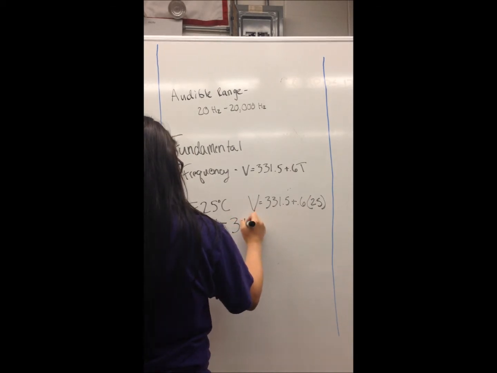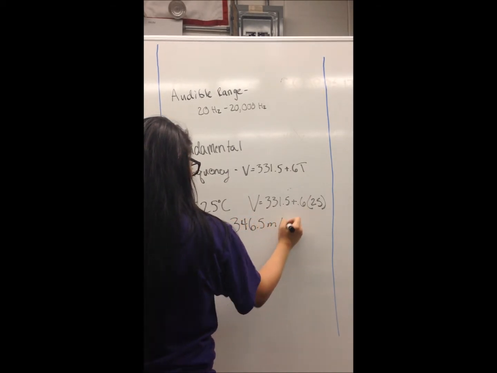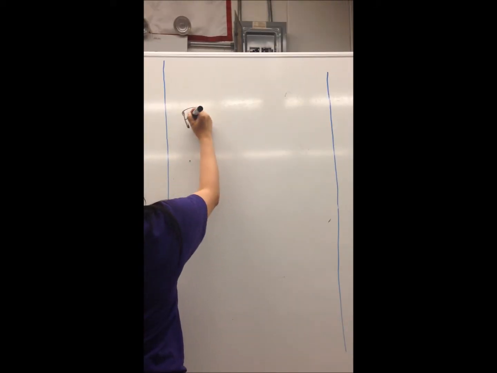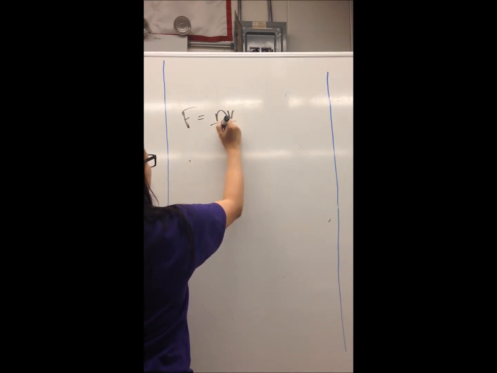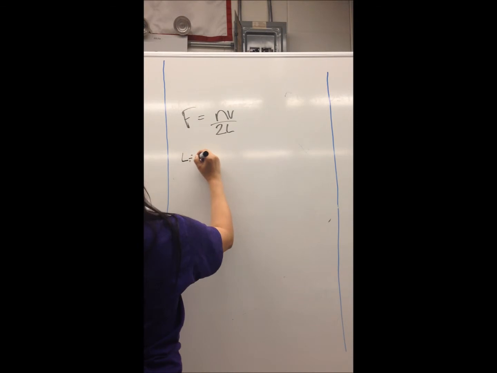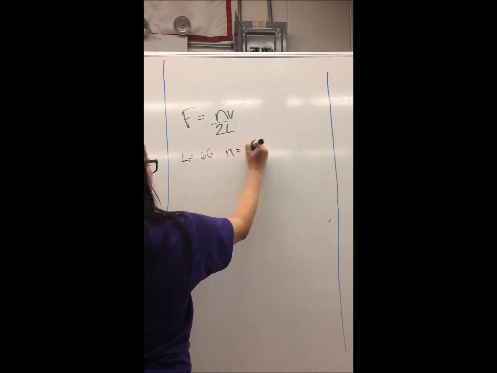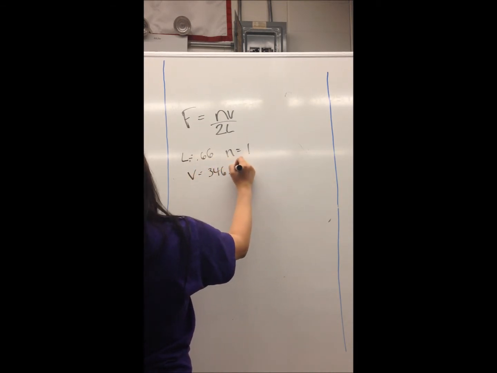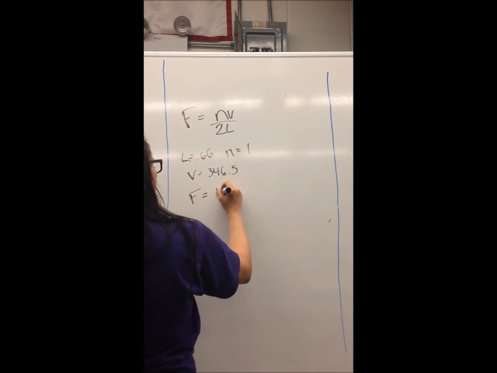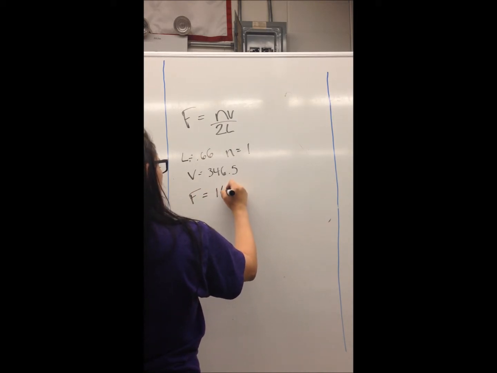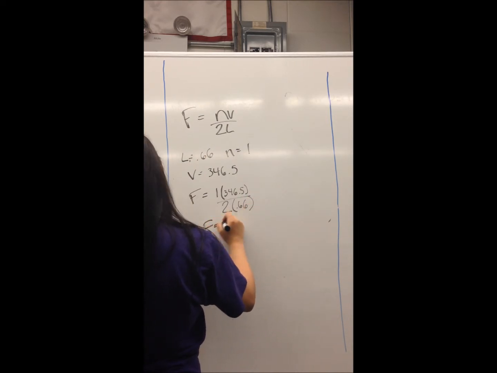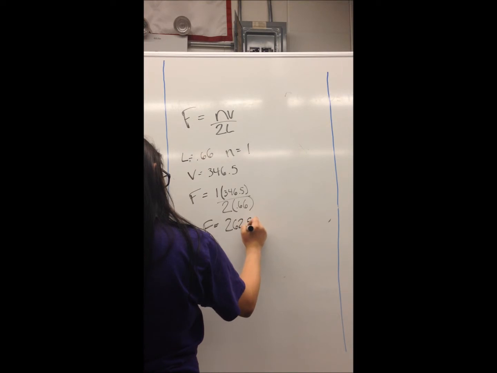Our next step in this problem is going to be finding the frequency, and we're going to use the equation that goes with wind instruments. This would be the frequency equals n, which is the number of the harmonic, times velocity, which we just solved for, divided by 2 times the length of the instrument. We're going to use 1 for the value of n because it's the first harmonic. So we have F equals 1 times 346.5 divided by 2 times the length that was given in the problem of 0.66 meters. We're going to solve this to get a frequency of 262.5 Hz.